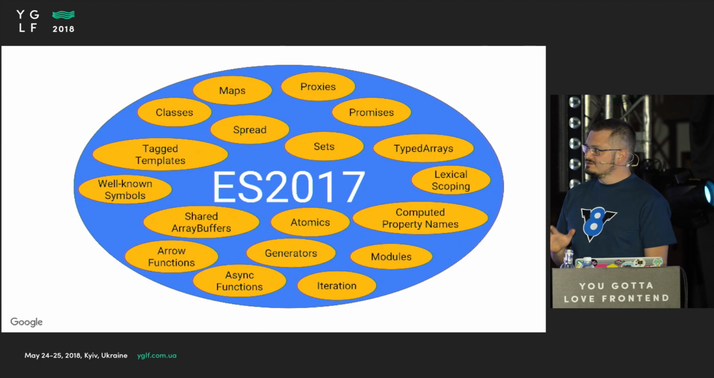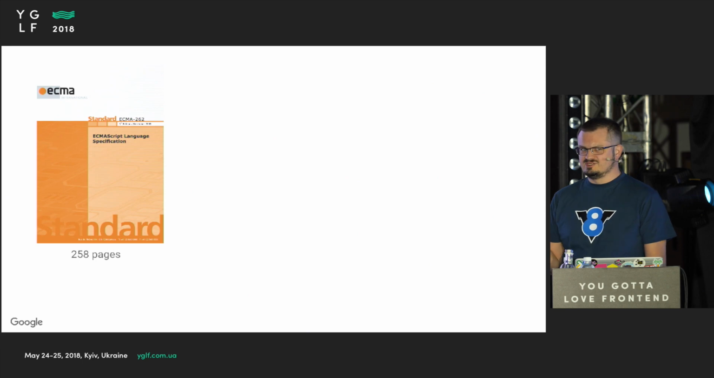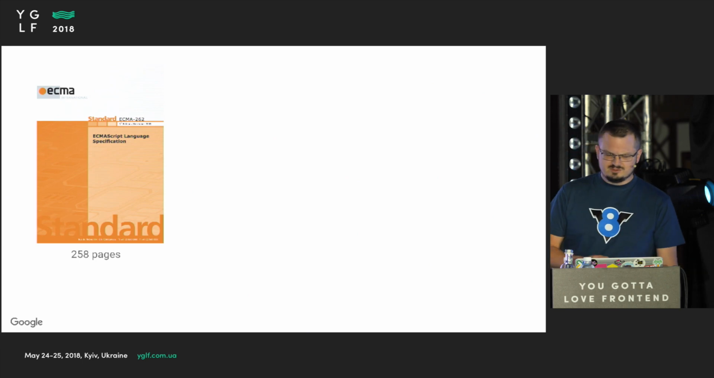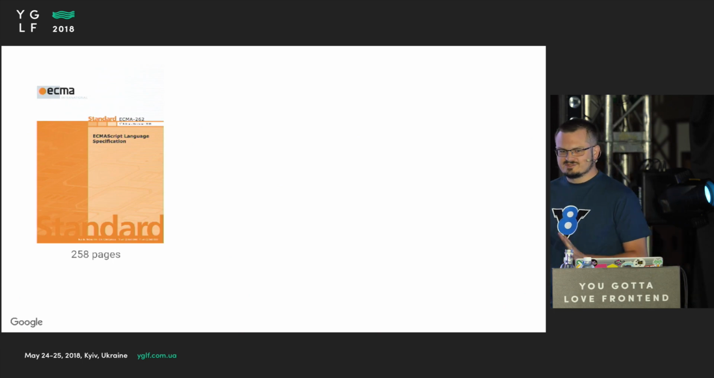So lots of features. From a pure programming language perspective, JavaScript is a pretty decent language nowadays. How did we get there? It all started essentially with ES5. That standard was 258 pages, so you could probably write an ES5 VM in a couple of days, a couple of weeks, I don't know, depends. But it was kind of decent.